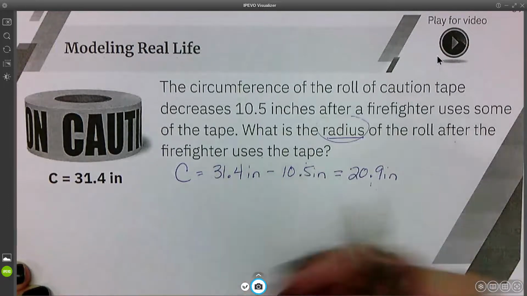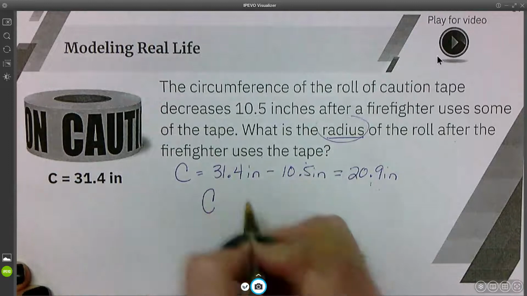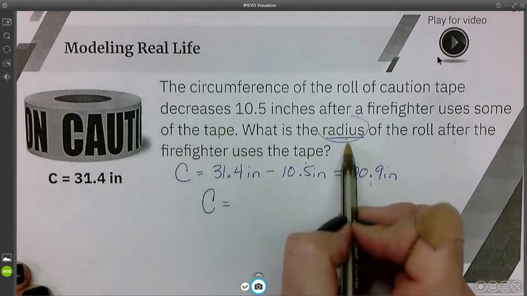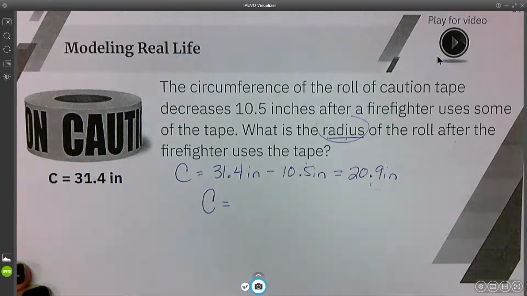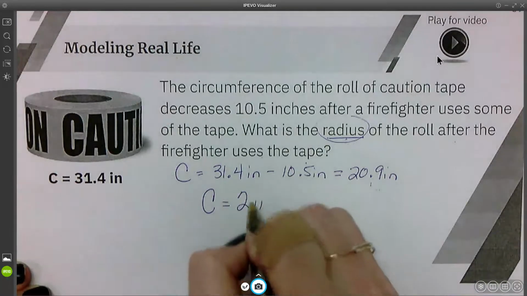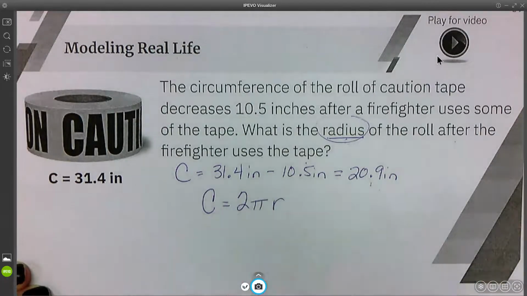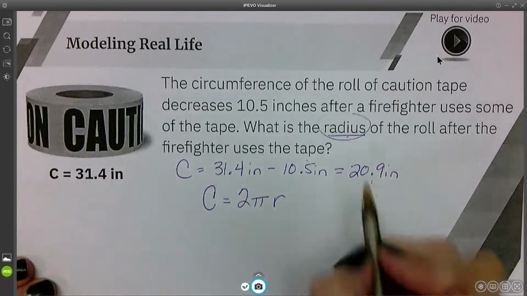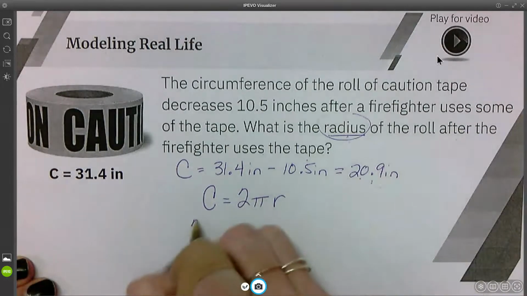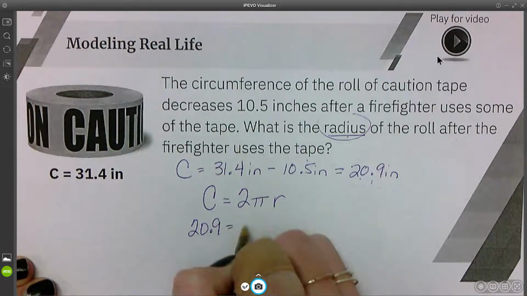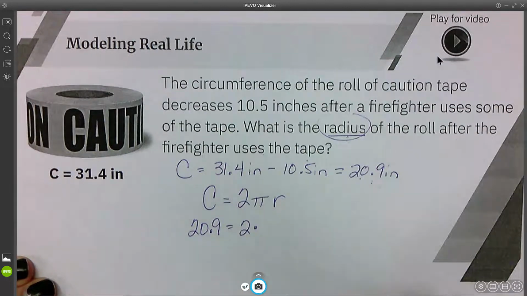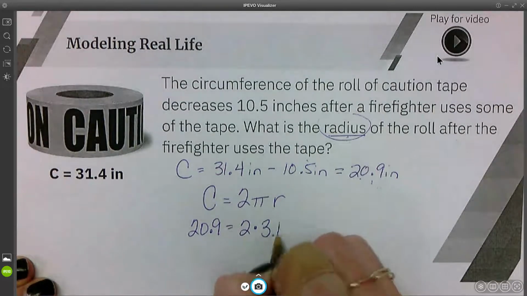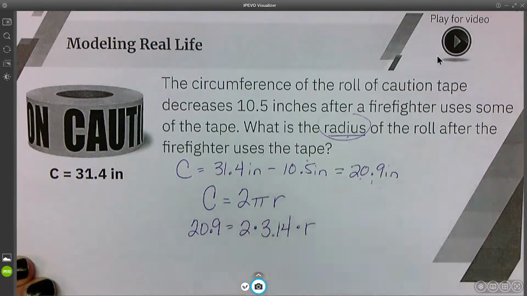uses the tape. So again, I'm starting with my formula for circumference. And since it's asking for radius, I want to use the circumference formula that uses radius, which is 2 times pi times the radius. So in this formula, I'm going to substitute in everything I know. And in this case, I do know the circumference. So I'm going to plug in that for C. 2 never changes because it's part of the formula. Pi is 3.14. And then we're looking for r. So r is my variable, my unknown.